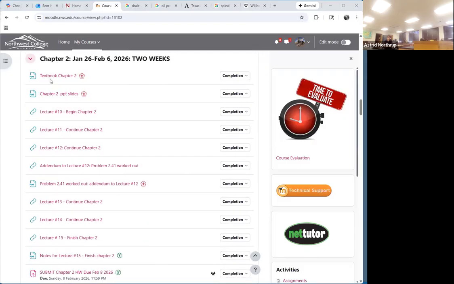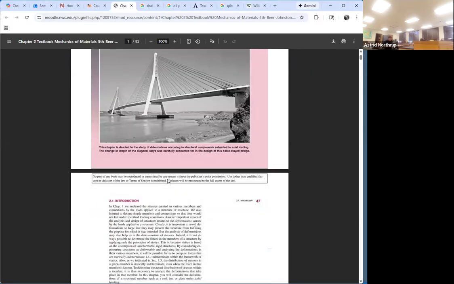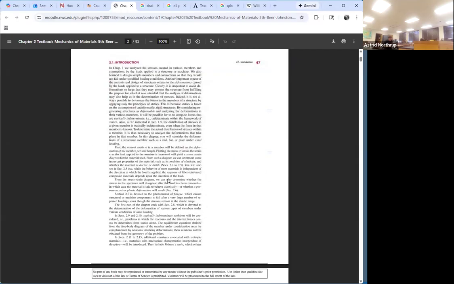So when we start talking about chapter 2, what is the topic that we are going to be covering? Okay, we're going to be talking about stress and strain axial loading. And the first thing I'd like to bring up is, often in everyday conversation, stress and strain are used synonymously. You know, you're under a lot of strain, you're under a lot of stress. In mechanics and materials, they mean very different things, and they don't mean any of that stuff.